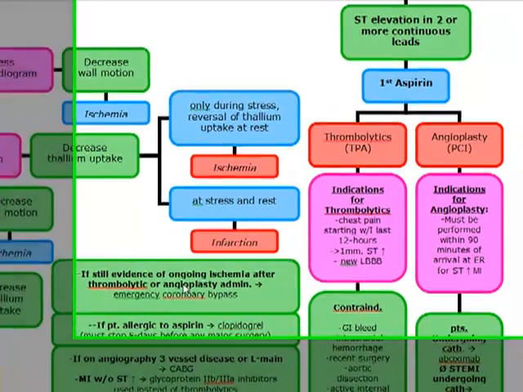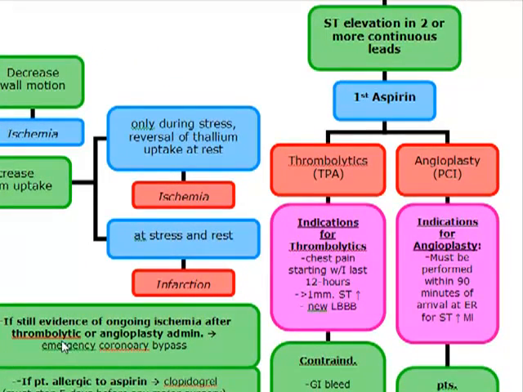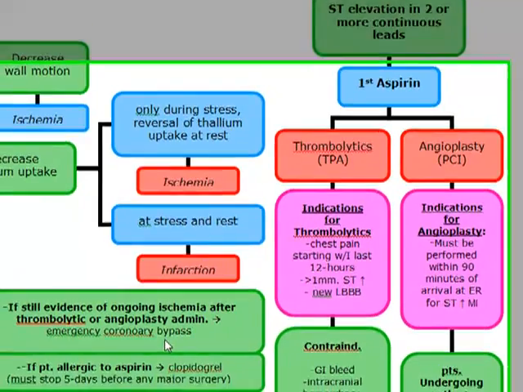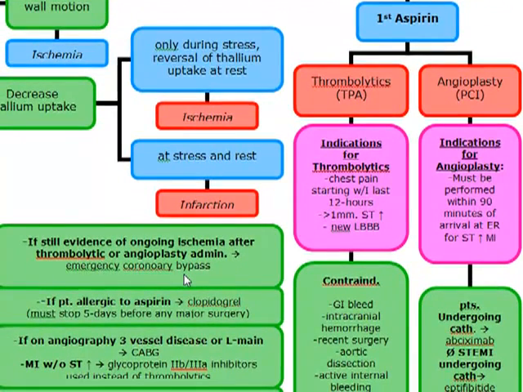Now, if there's still evidence of ongoing ischemia after the thrombolytic or angioplastic administration, you're going to do an emergency coronary bypass. Remember, if a patient is allergic to aspirin, you're going to give them clopidogrel, but you have to stop it 5 days before any major surgery. And we talked about if on angiography there's 3-vessel disease or left main, you're going to do CABG.